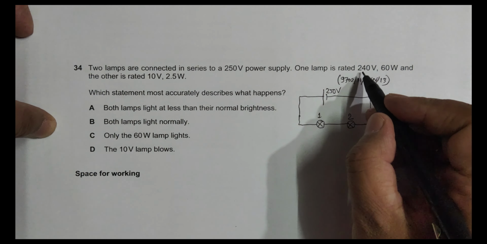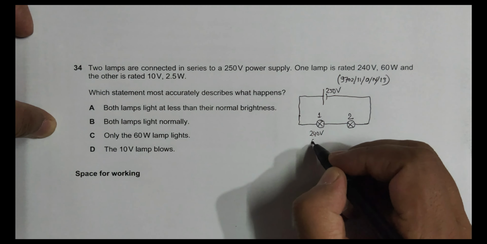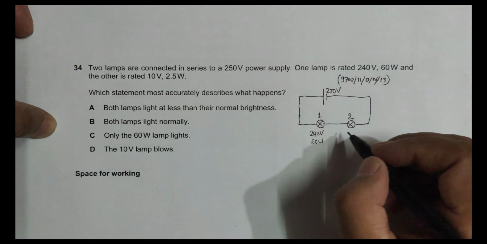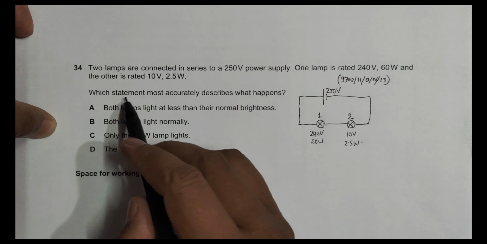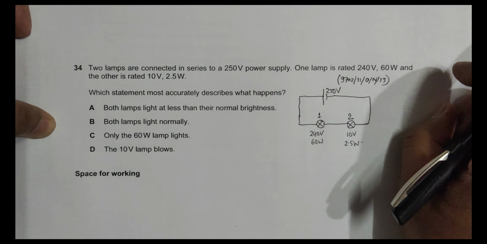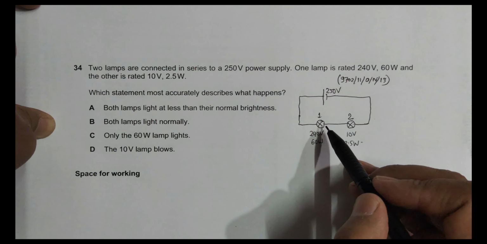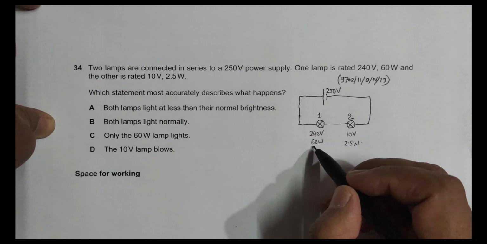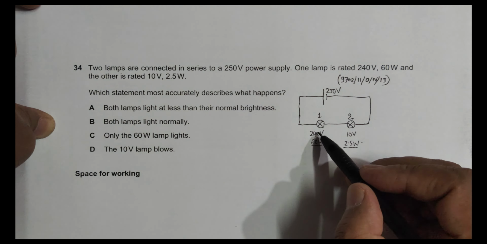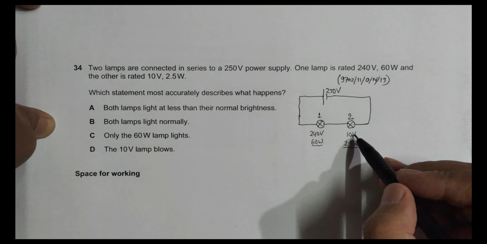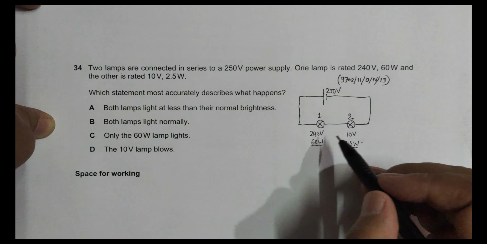One is rated at 240 volt 60 watt, and the other is rated at 10 volt 2.5 watt. Now, which statement most accurately describes what happens? For that we have to find how much power each of them will consume when connected in series. This power and this power is the rating. It means at this voltage they consume this power, at this voltage they consume this power. From these two pairs of quantities, we can find their resistances.